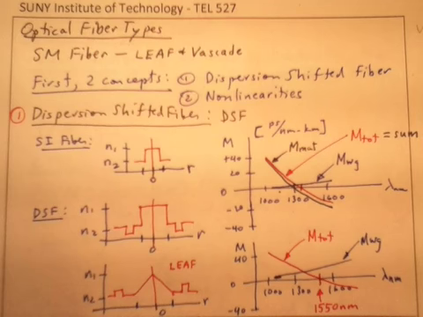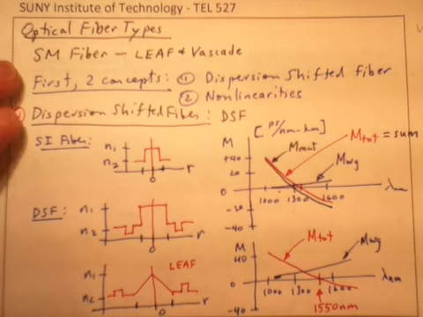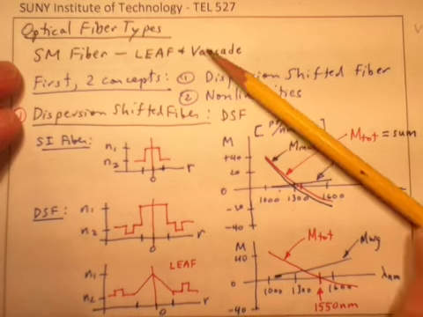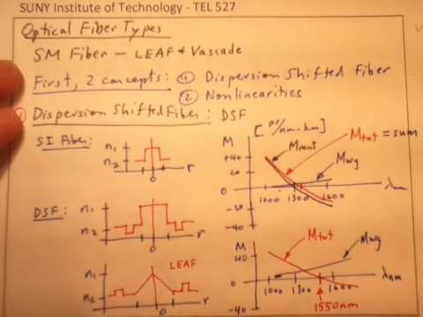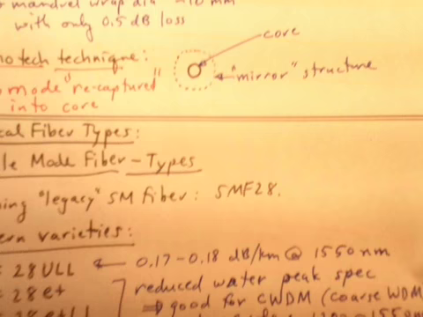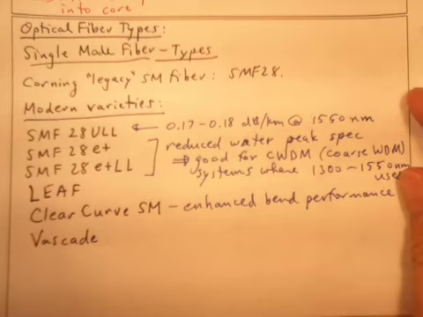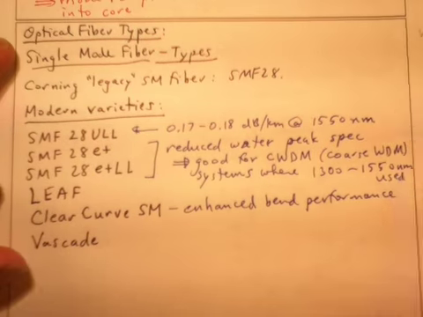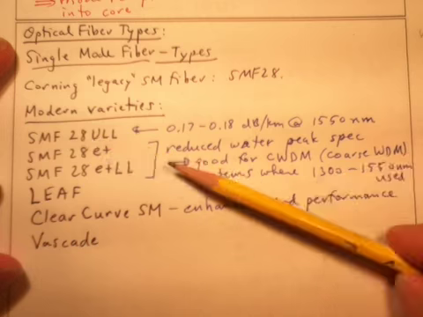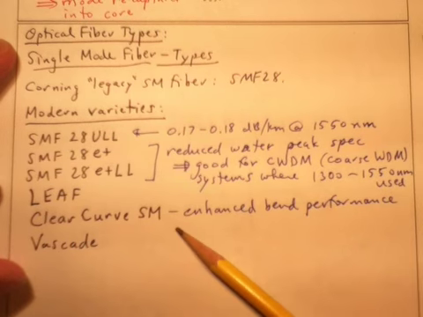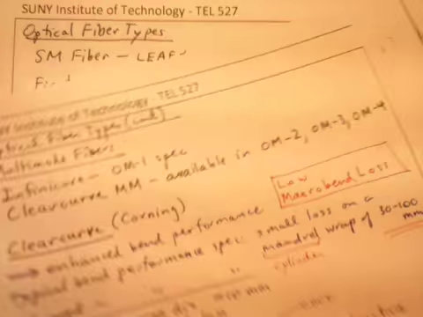Okay, I'm going to continue the discussion of single mode fibers. Here we are in Chapter 5 with a discussion of LEAF and Vascade fibers. In the previous slide I've shown a summary of the single mode fiber types, and I've discussed the SMF-28 varieties, and I've also discussed the Clear Curve. Now I'll talk about LEAF and Vascade.